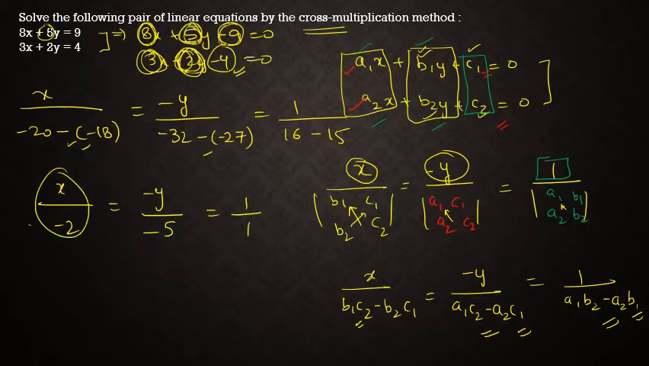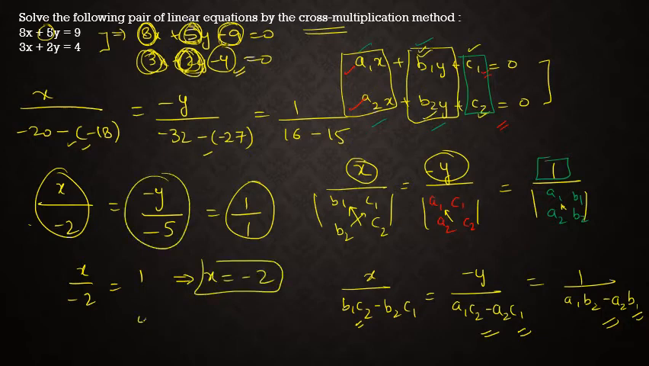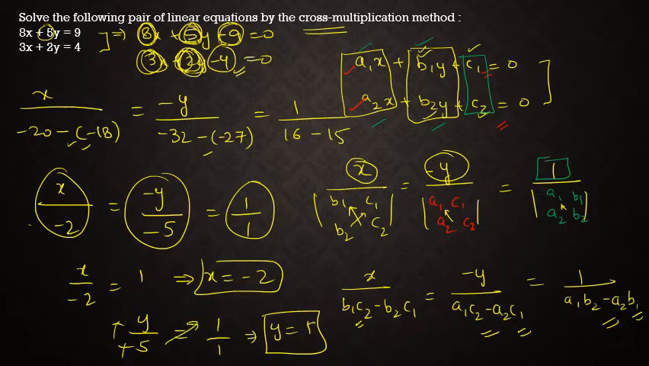So firstly put this as 1, and then x is minus 2 from here, and then put y as this. So minus is cancelled with minus, y is 1. So sorry, 5 times 1 is 5. So in this way you can calculate x and y using the cross multiplication method.